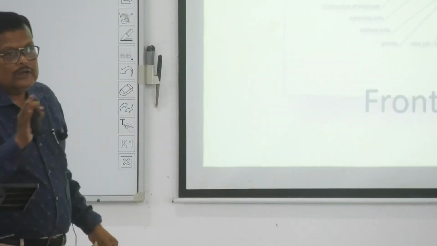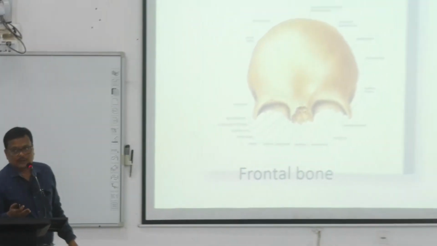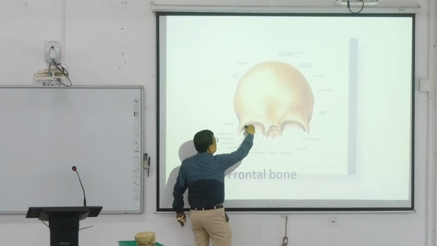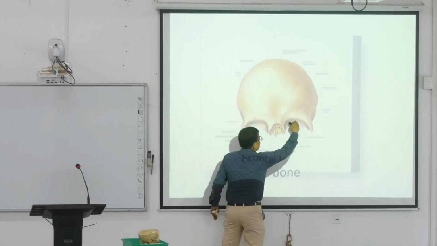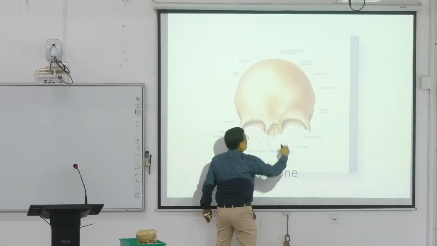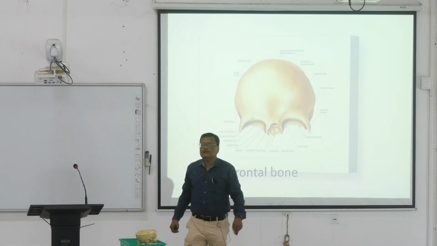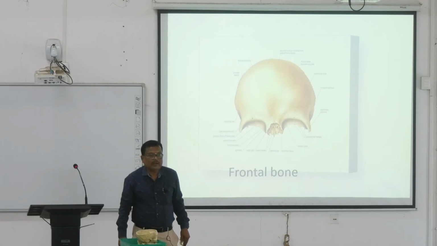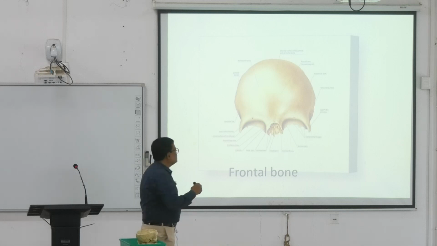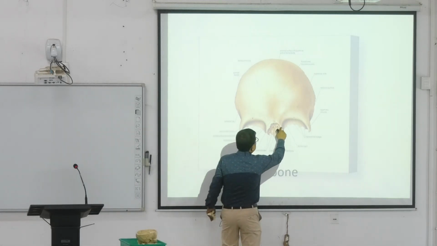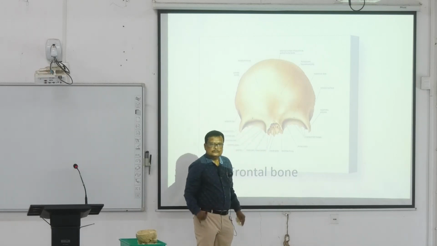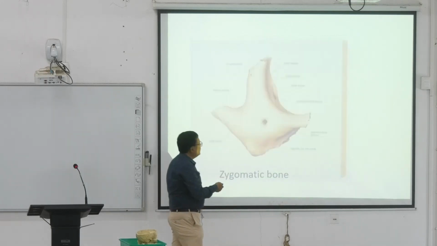Go to the individual bones, again a recapitulation. It is the frontal bone, and this surface of the frontal bone is the orbital plate of the frontal bone. Why? Because it forms the roof of the orbit. And this margin we call the supraorbital margin. Clear? Then let's go to the next bone.